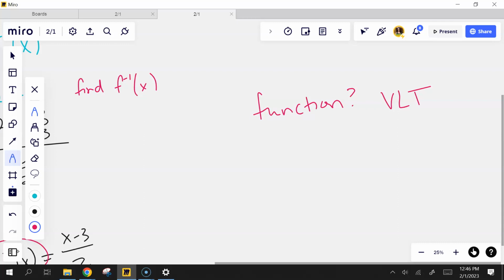How do we tell, looking only at the function itself or only at the graph, how do we tell if the inverse is a function? A horizontal line. Good job, Christina. Horizontal line test. What is it called if it passes both?